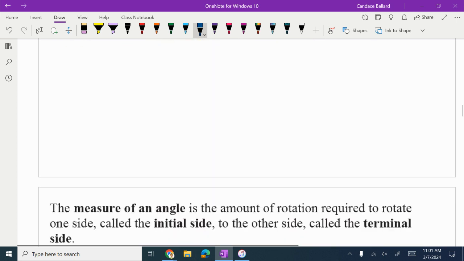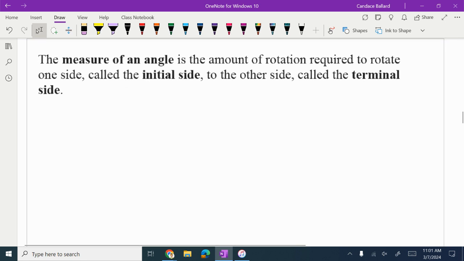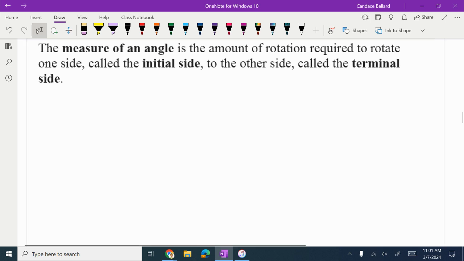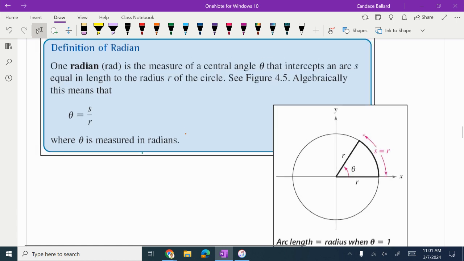All right. That flips us to the second page, at the top of the second page of your notes on page 129. We have the measure of an angle is the amount of rotation required to rotate one side, called the initial side, to the other side, called the terminal side. And then they talk about the definition of a radian.